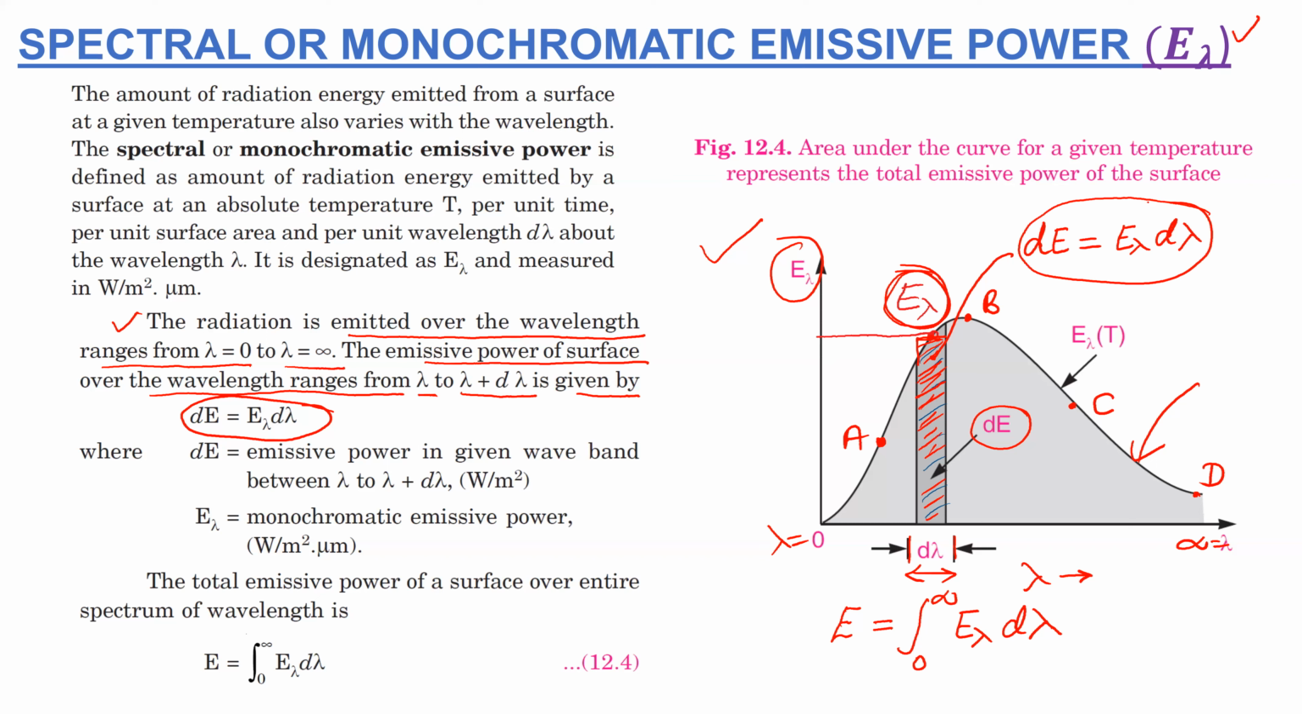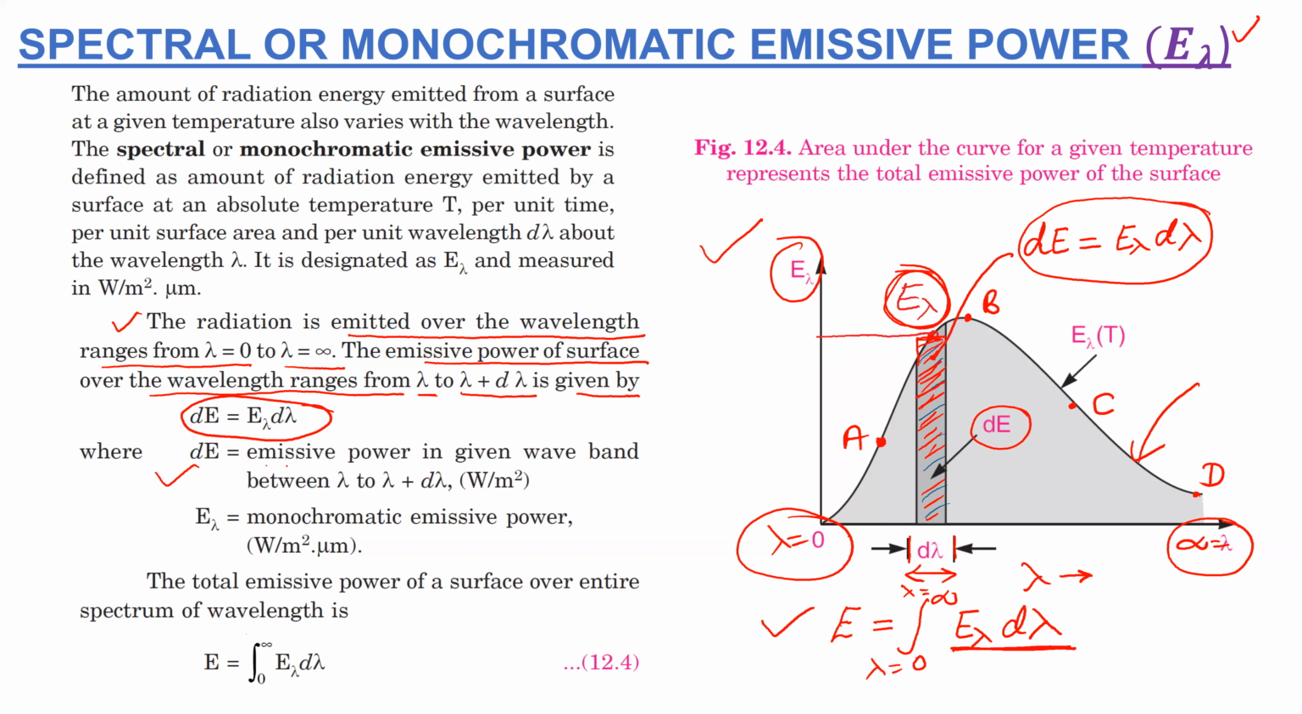And if we have to calculate for the total wavelength range from lambda equal to 0 to lambda equal to infinity, then we can integrate this particular equation, E lambda d lambda, over the total wavelength range, with lambda varying from 0 to infinity. So that is what you can see here.